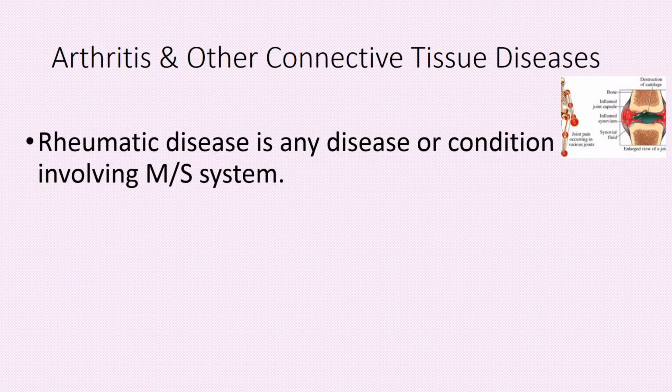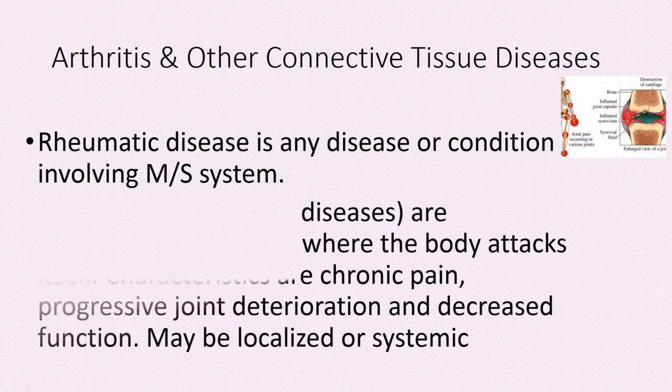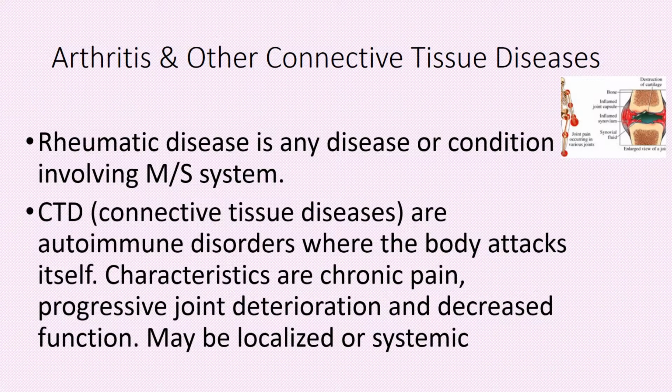Rheumatic disease is any disease or condition involving the musculoskeletal system. Connective tissue diseases are autoimmune disorders where the body attacks itself. Characteristics are chronic pain, progressive joint deterioration, and decreased function. It may be localized or systemic.